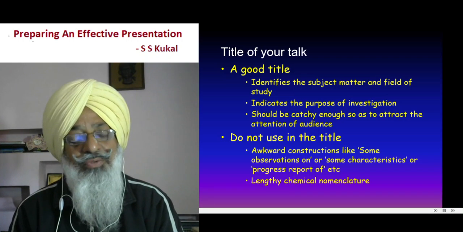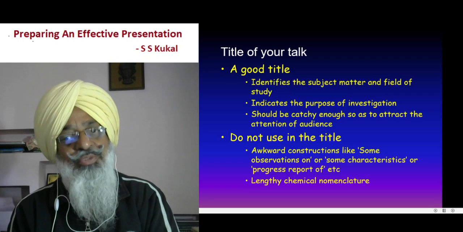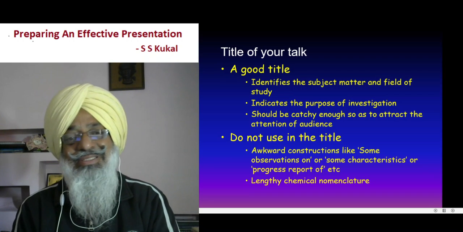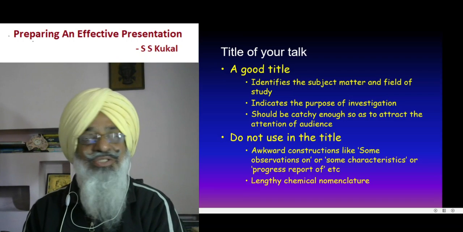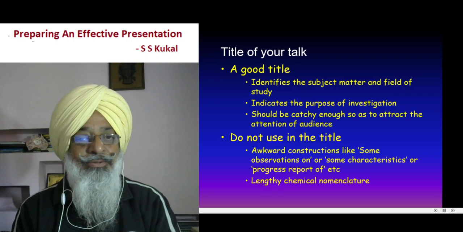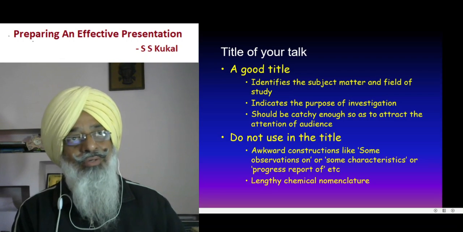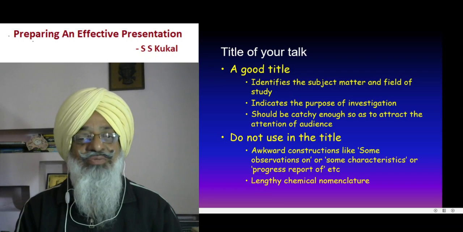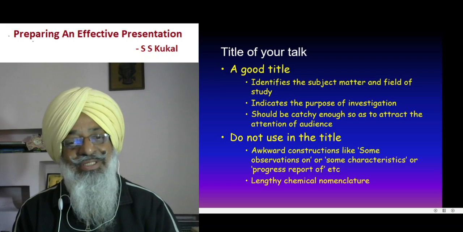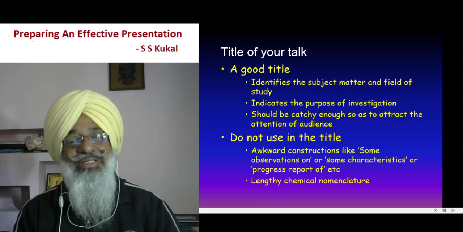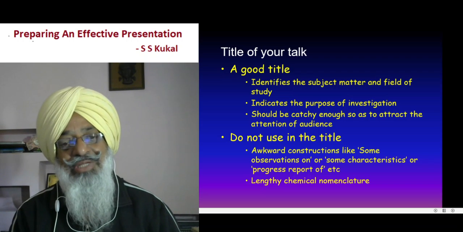Whether you are to deliver a seminar or a presentation for an interview, that purpose should be clearly indicated in the slide. The slide should be catchy enough to attract the attention of the audience. And secondly, do not use awkward words in the title, like many times we start our title with some observations on some characteristics or progress report of this. That looks like a very lazy, unattractive type of title.